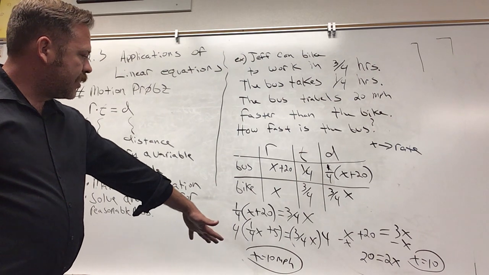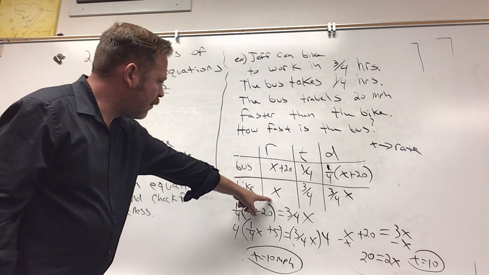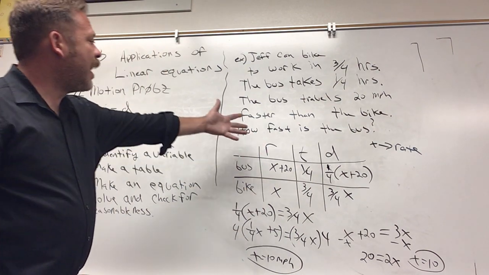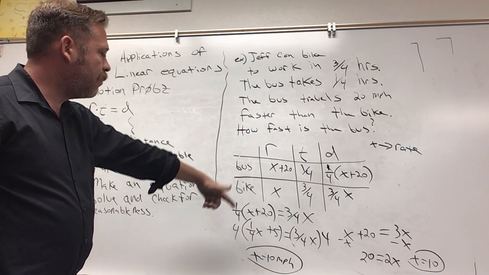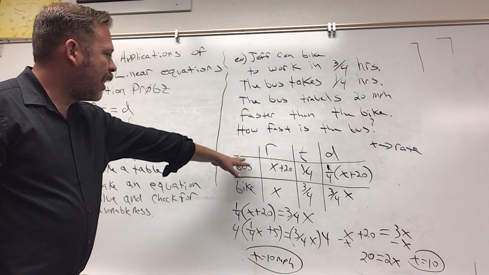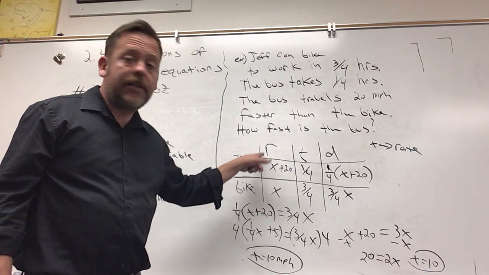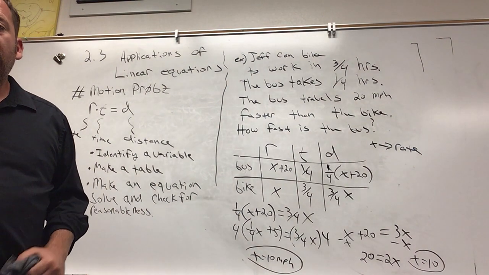And let's analyze and check for reasonableness. Is 10 miles an hour a reasonable speed for a bike? Yeah. And then if the question actually asks us, how fast is the bus? If I want to find out how fast the bus is, it's 10 plus 20, because that's the rate of the bus from our table, and our bus is 30 miles per hour.